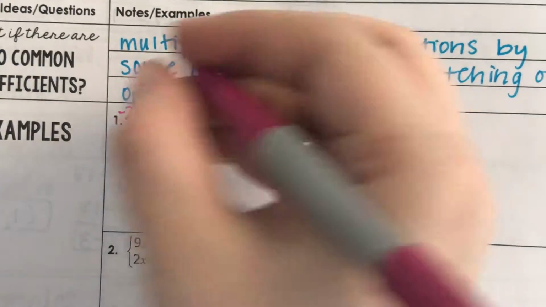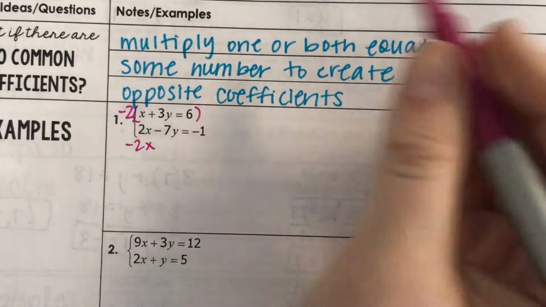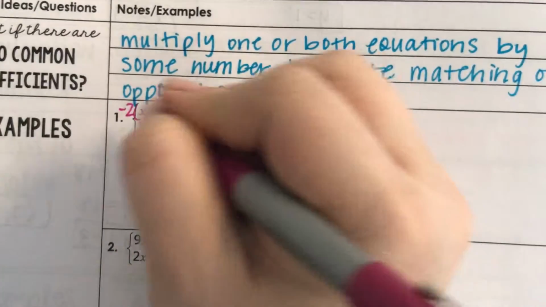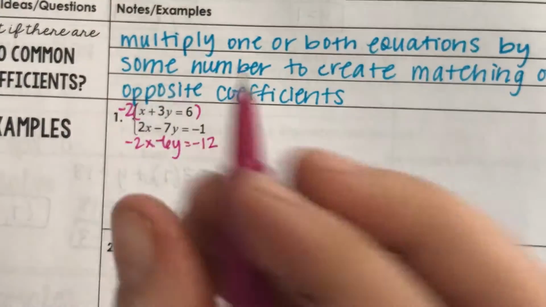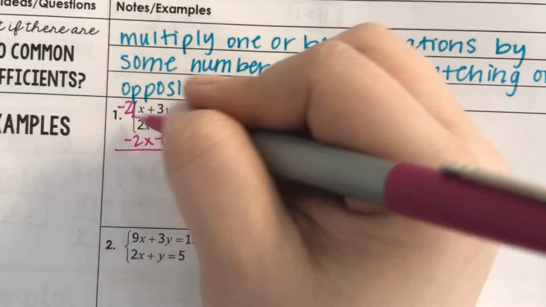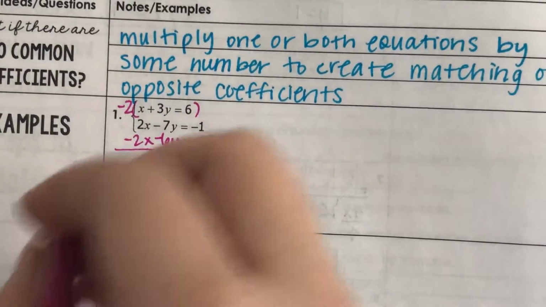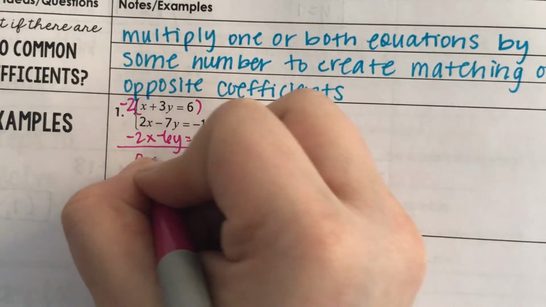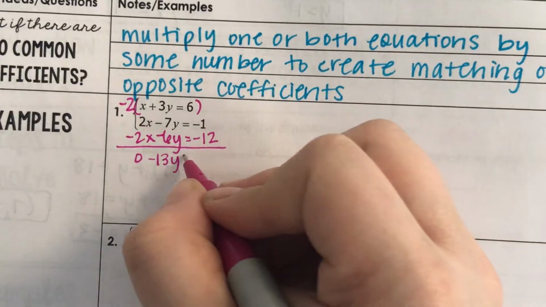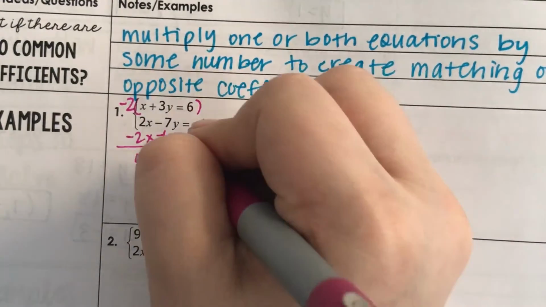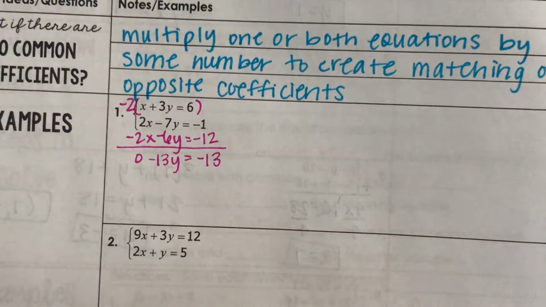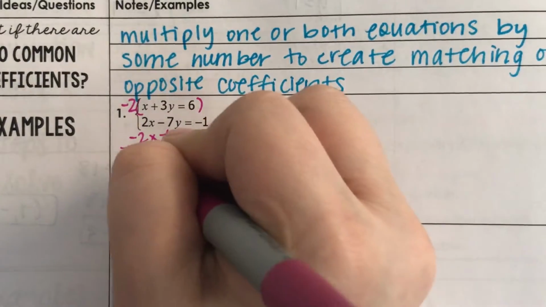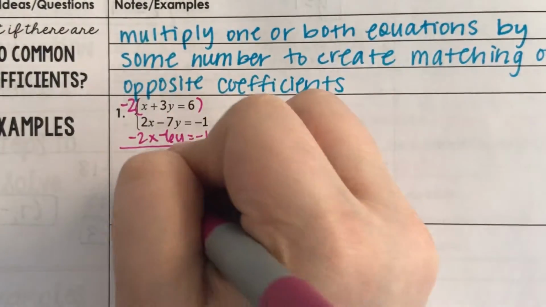So -2 times x is -2x. -2 times 3y is -6y. And then -2 times 6 is -12. So now, since I have opposite coefficients with my x's, I can just add these two together. So 2x and -2x make 0. -7 and -6 make -13y. And -1 and -12 make -13. So I have -13y equals -13. So all I have to do is divide by -13 and y equals 1.